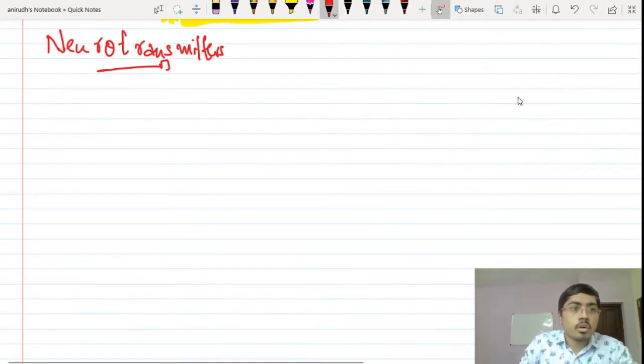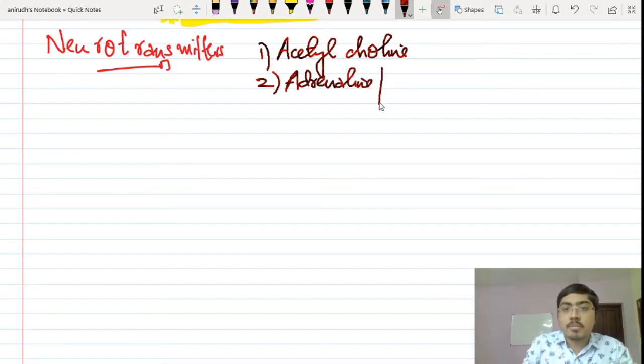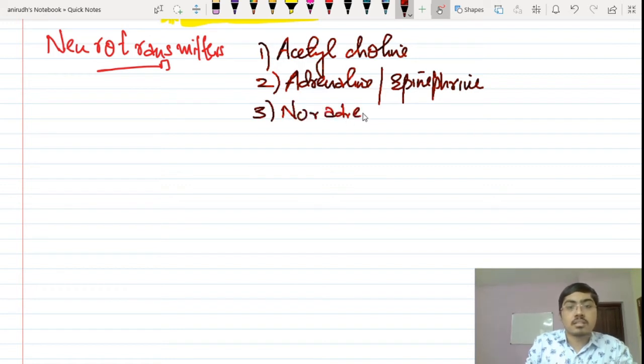Now we will discuss something on neurotransmitters. Okay, certain neurotransmitters present in your body. One of them is acetylcholine. Second one is adrenaline. This is also called epinephrine. Epinephrine, right? It's synthesized by the adrenal medulla. And third one is noradrenaline or norepinephrine.